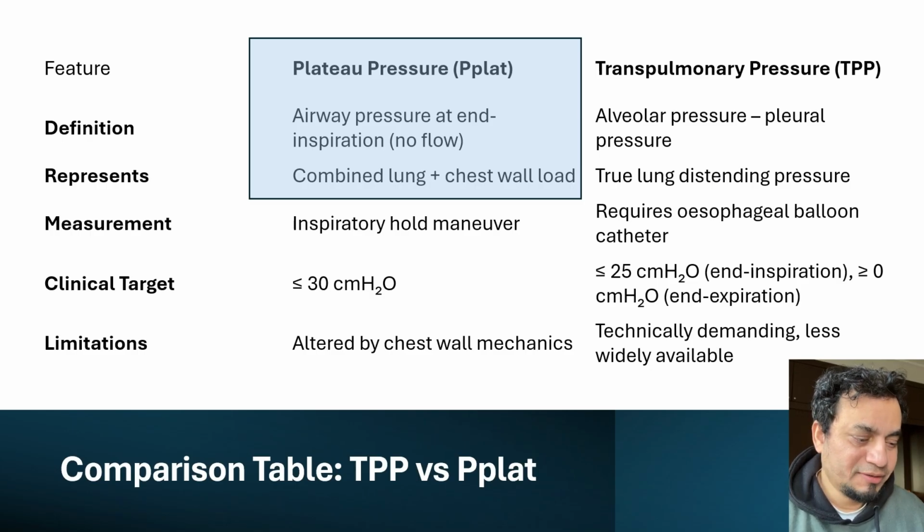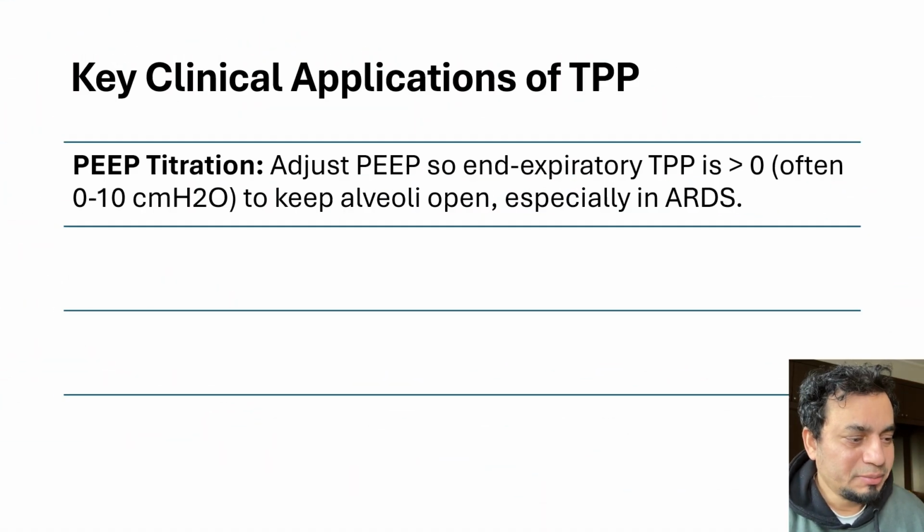Okay, even clinical targets are different. There is 5 centimeter of water difference, and even during the end expiratory phase, you have a TPP target that is called end expiratory or expiratory transpulmonary pressure, which should be more than zero, ideally 5 to 10 centimeter of water in case of ARDS. As I was saying, TPP monitoring is very, very important for titration of PEEP.